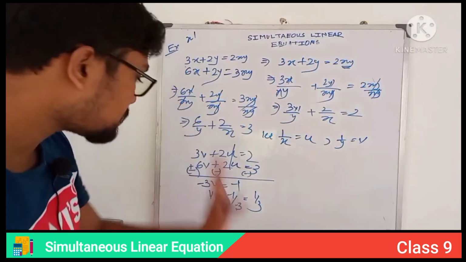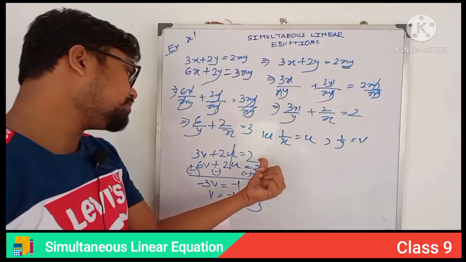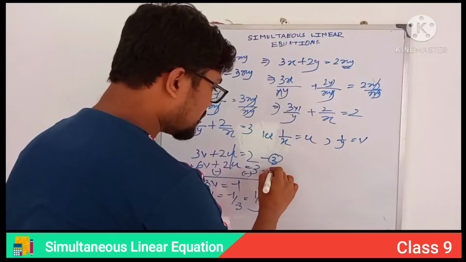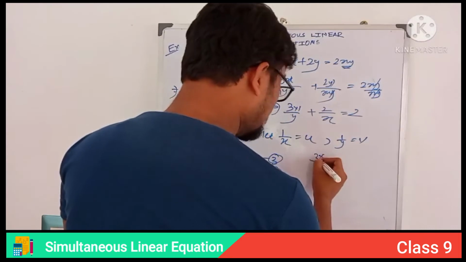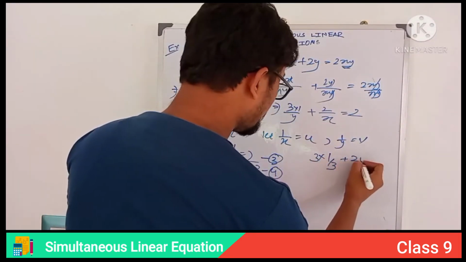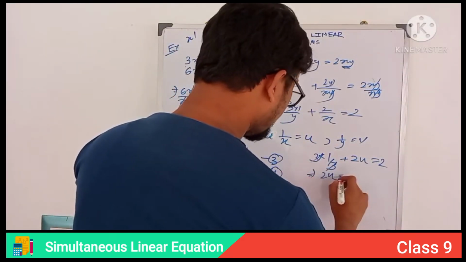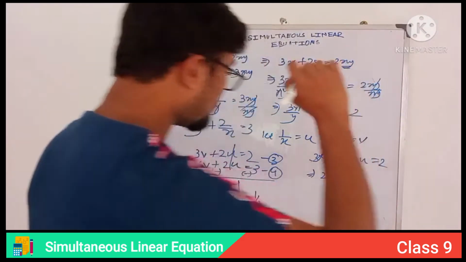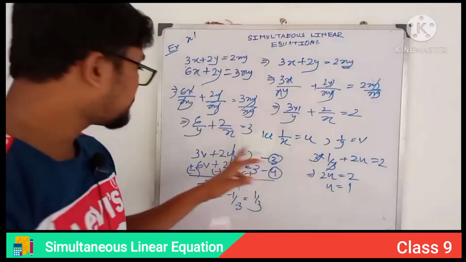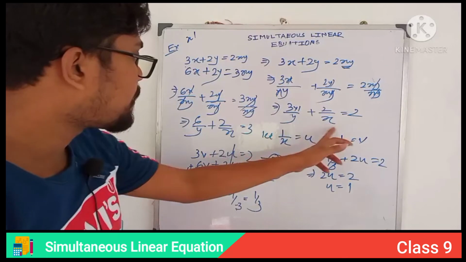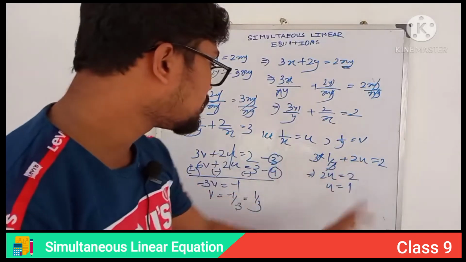Fine. Now we take the value 1 by 3 in this equation. I write this as equation 3, and this is equation 4. Now put this value of v in equation 3. So what we will get? 3 into 1 by 3 plus 2u equal to 2. Fine. Cut each other. 2u equal to 2, u equal to 1. 3v plus 2u equal to 2. 3 into 1 by 3, 2 into u equal to 2, u equal to 1.